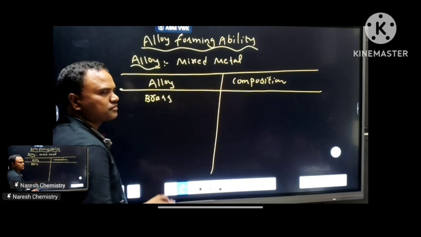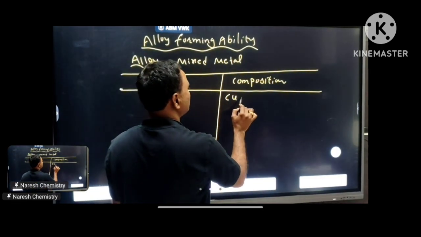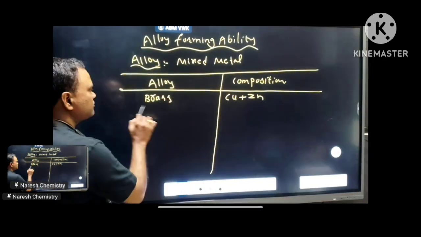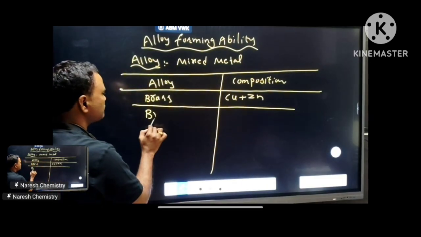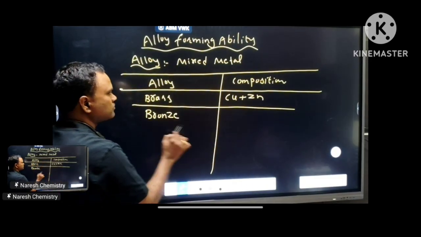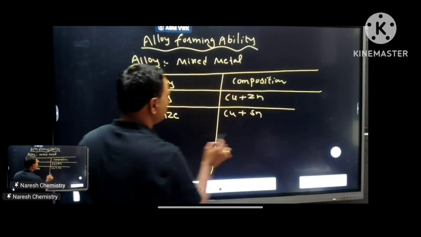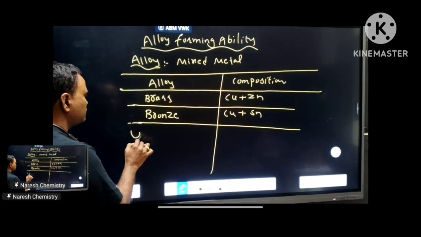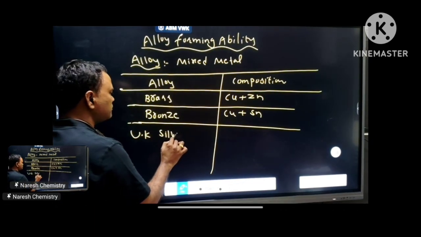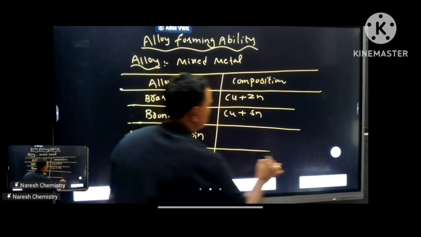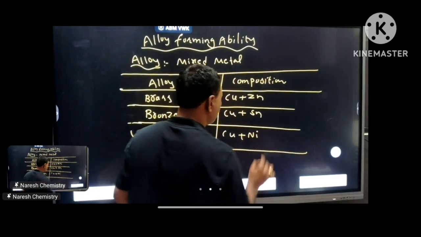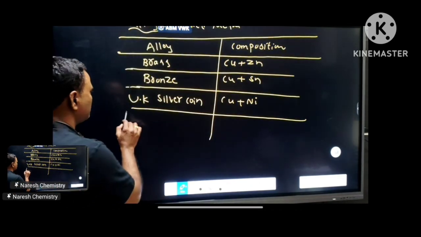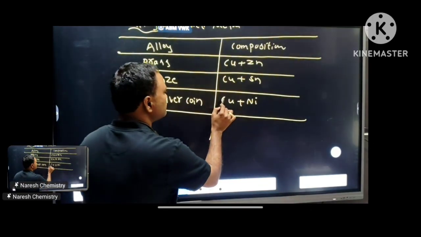Brass. Any idea? Copper plus zinc. Bronze. Copper plus tin. UK silver coin. Copper plus nickel.